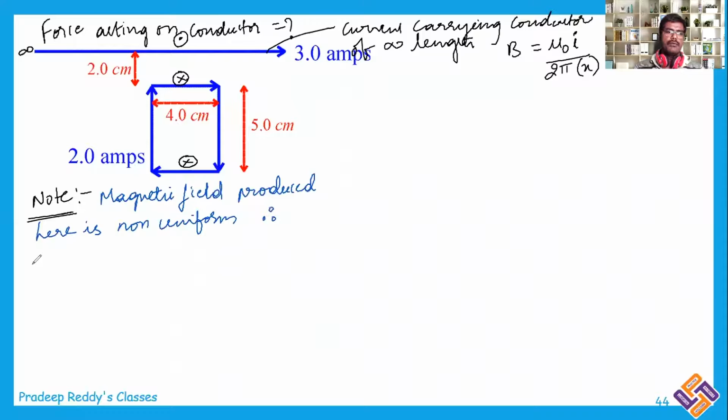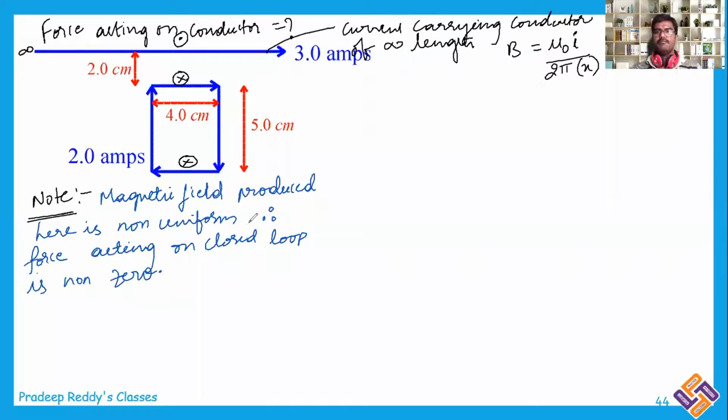Therefore, the force acting on the closed loop is non-zero. This is a non-uniform magnetic field. That's the reason why the force experienced by these segments will be different. Therefore, the force will not be equal to 0. Let me explain. Let me make it clear. I'll consider this as part A, this is B, this is C, and this is D.